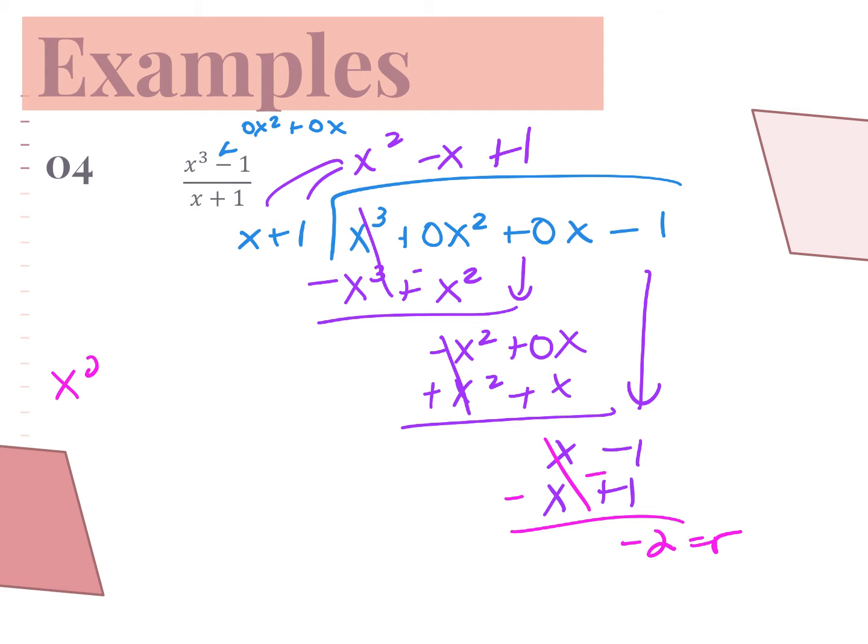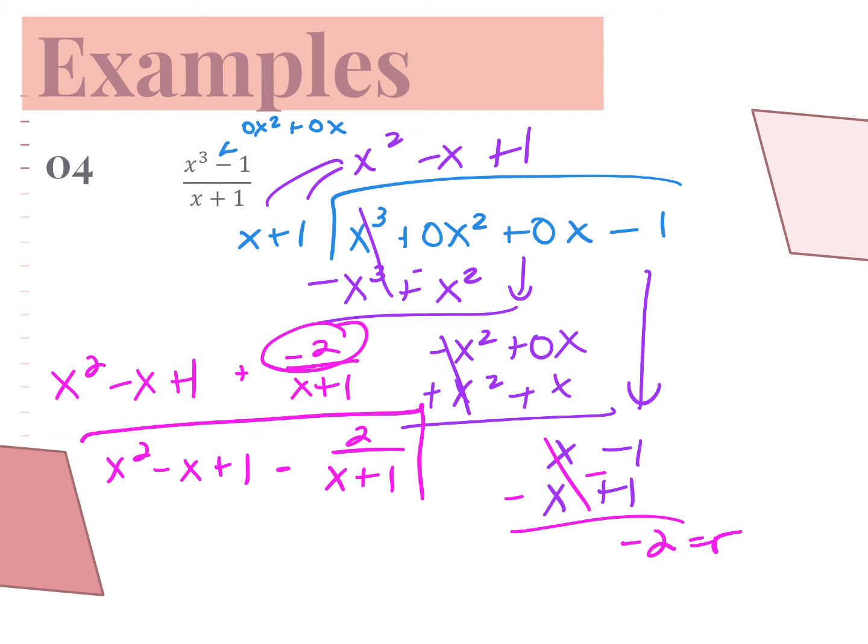So I have x squared minus x plus 1 plus negative 2 over x plus 1, but we don't leave the negative in the top. We rewrite this as minus 2 over x plus 1.